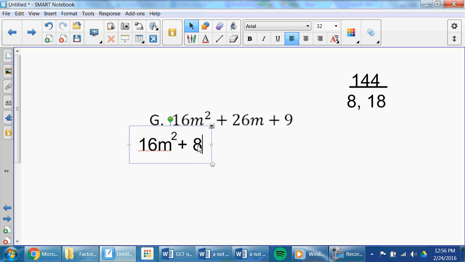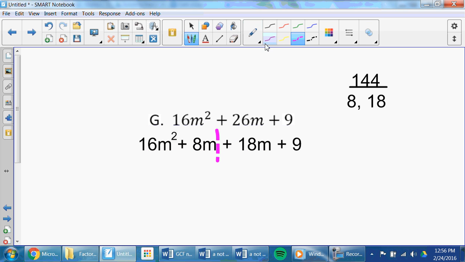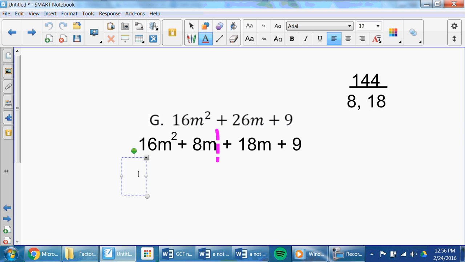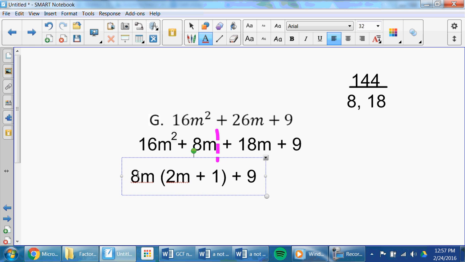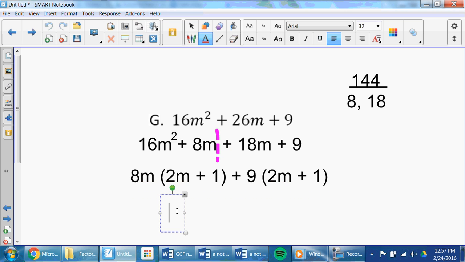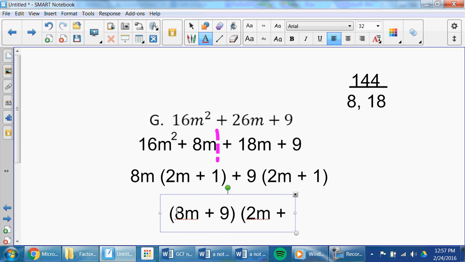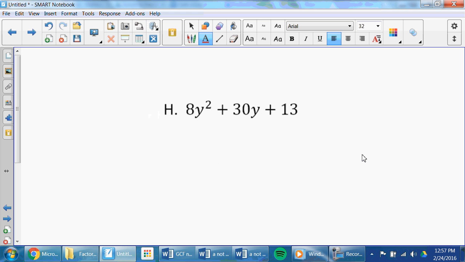Plus 8m plus 18m plus 9. I split the middle here, and I go to factor these. I would get out 8m from the front, and that would leave me 2m plus 1 on the inside. On the back, I would get out a plus 9, and that would leave me 2m plus 1. My final answer would be 8m plus 9 and 2m plus 1. There is G. Let's look at H.